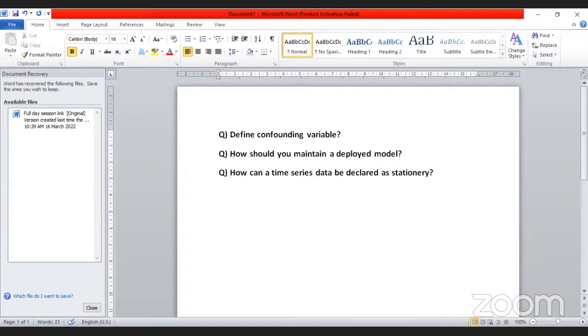Okay, so is it clear now? How can we declare a time series data as stationary or not stationary? Can I get a quick response in the chat window?